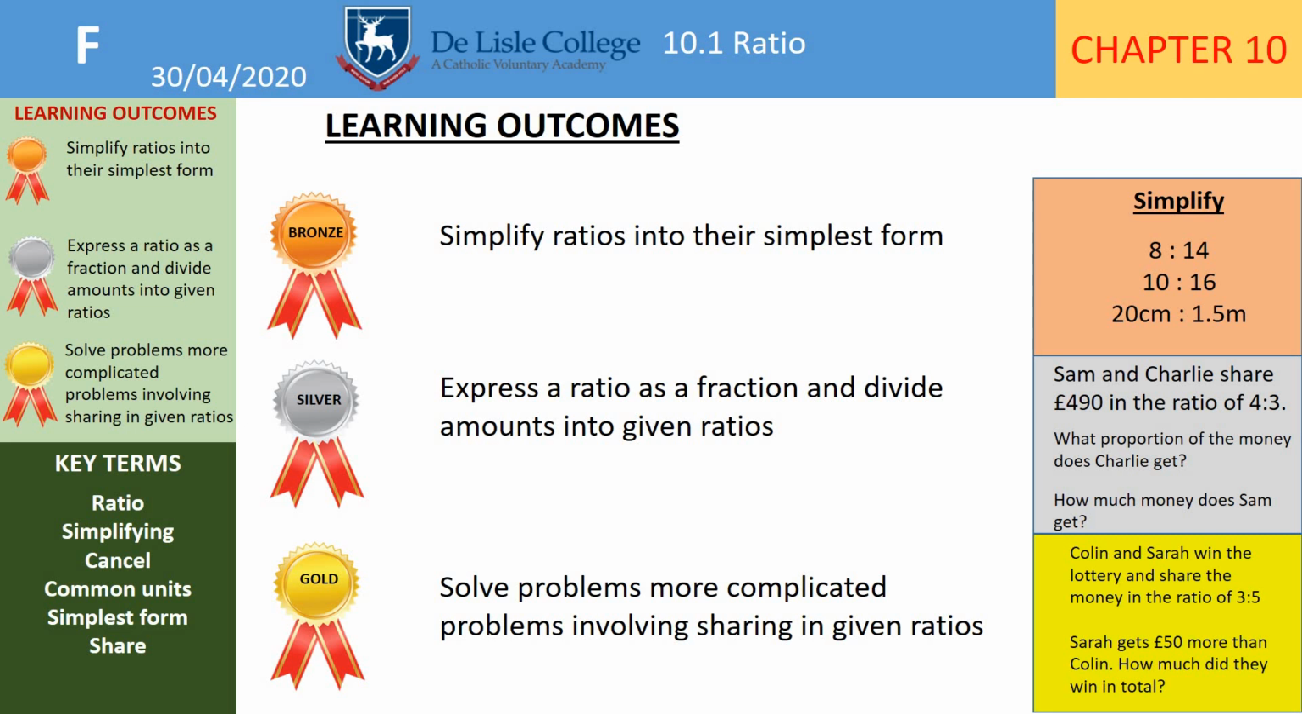Okay, so let's review our learning. We've done bronze, simplifying ratios to their simplest form. I'm sure you've done those. I'm sure you've done expressing ratio as a fraction, and you've divided amounts in given ratios. That's silver. Gold, we've solved some more complicated problems involving sharing in ratios.